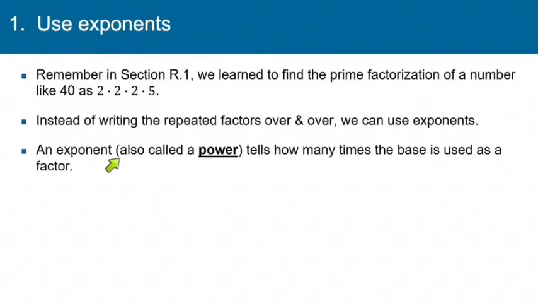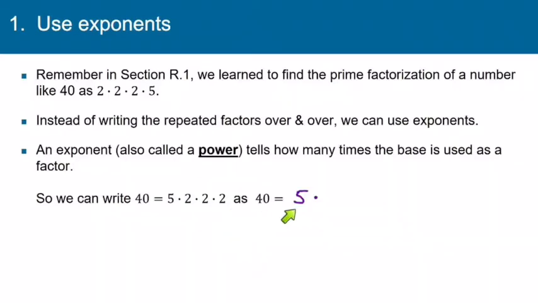Now an exponent is also called a power, and it tells how many times the base is used as a factor. So for example, we could write 40 equals 5 times 2 times 2 times 2 as 40 equals 5 times 2 to the third power. And notice that our exponent is in superscript. So now here's the way it goes.